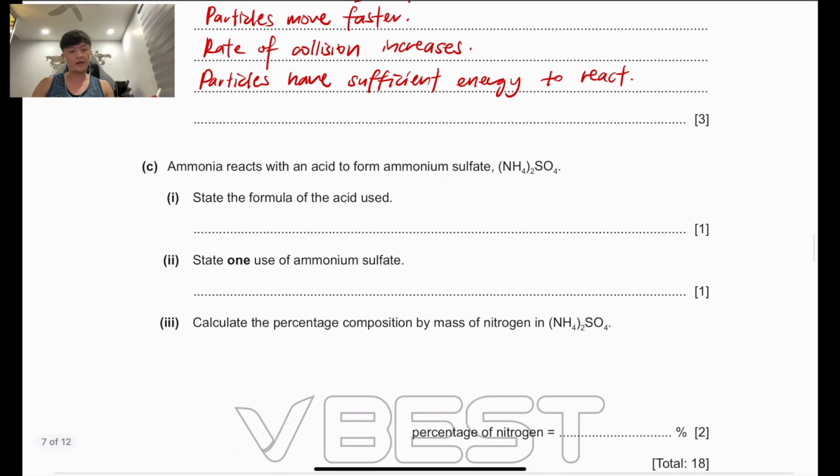Okay, next one. See, ammonia reacts with acid to form ammonium sulfate. So what is the formula of the acid needed to produce a sulfate salt? It will be sulfuric acid. Use of ammonium sulfate, an ammonium compound: remember, the main use of ammonium compounds or ammonia is to make fertilizer.